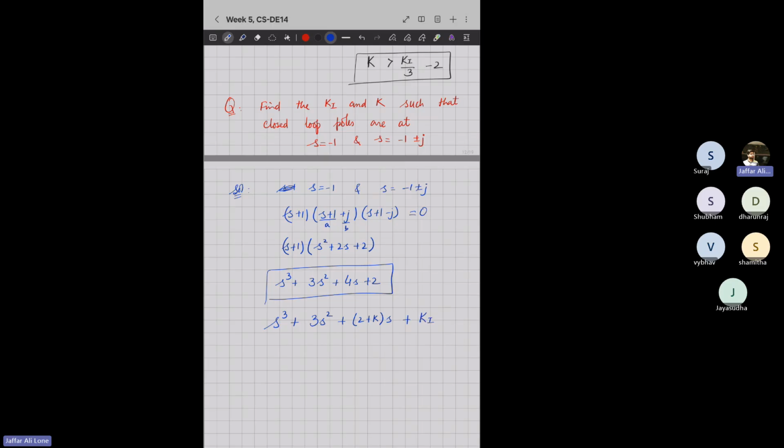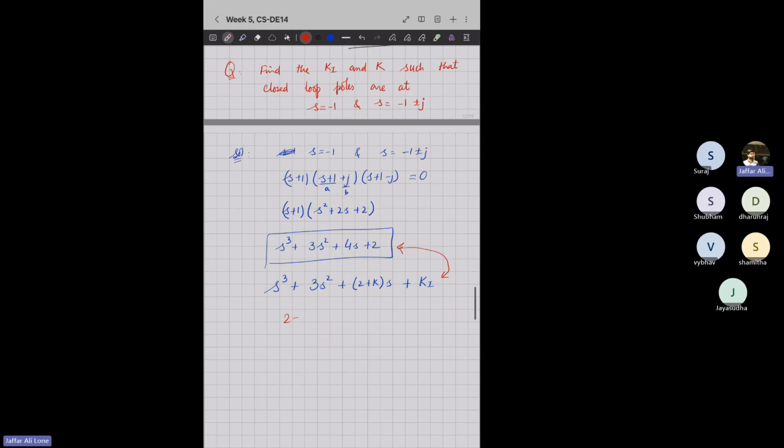Okay, so now let's compare these two equations. It means my 2 plus K should be equal to 4 and my Ki should be equal to 2. So it means my K should be equal to 2 and my Ki should be equal to 2. Understood? Anybody has any question here until here? I can explain. Please ask.